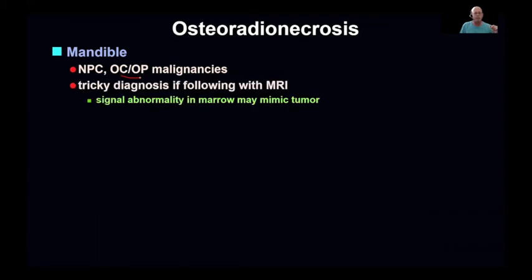Osteoradionecrosis now. When do we see it? It's mostly in the head and neck. Mostly we see this in the mandible, in patients who have been radiated for nasopharyngeal or oral cavity or pharyngeal malignancies.